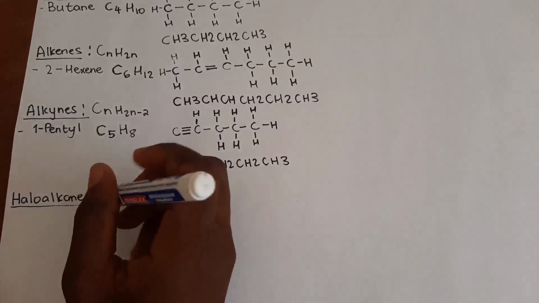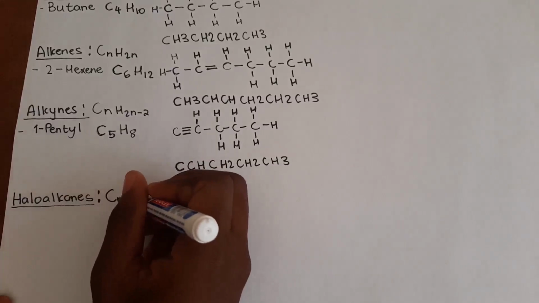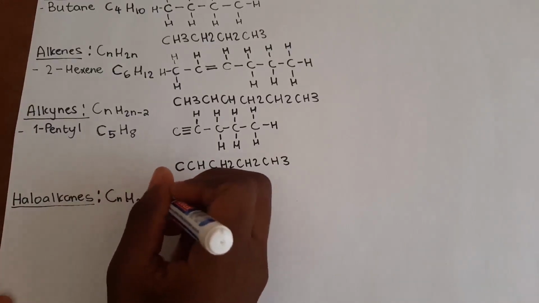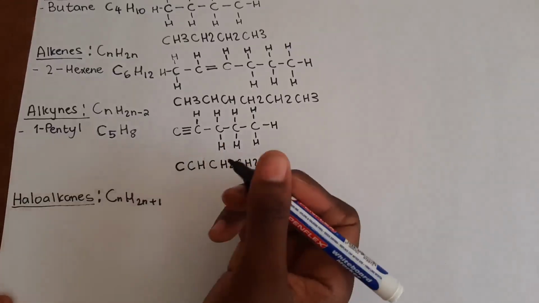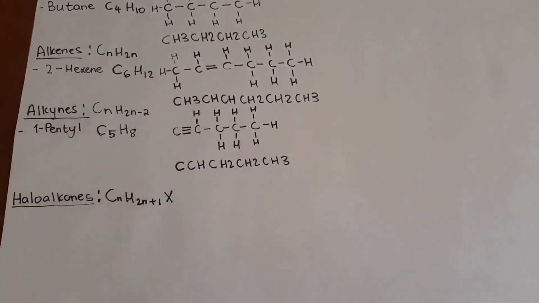The general formula for haloalkanes is CnH2n+1 with the halogen X. That X stands for any kind of halogen. It can be bromine, fluorine, iodine, chlorine, and so on.